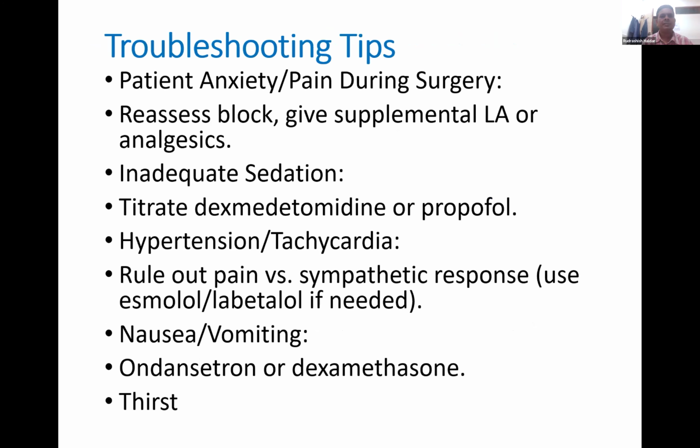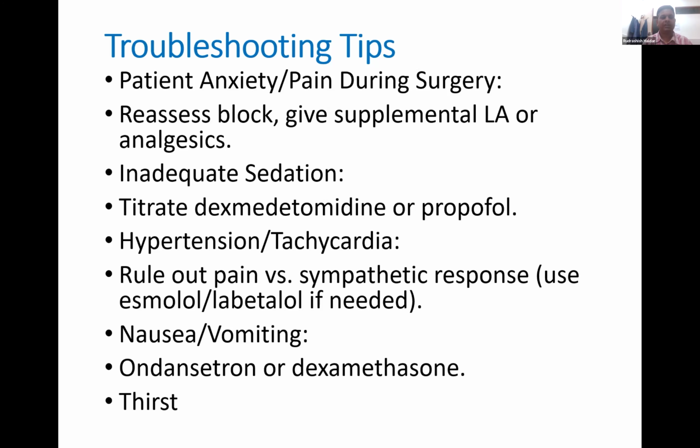Then in troubleshooting, the patient might complain of anxiety or pain during surgery. So the first thing we should do is reassess the block, give supplemental local anesthetic if required, or IV opioids in the form of fentanyl can be given. If the patient is having inadequate sedation, the sedative can be titrated.